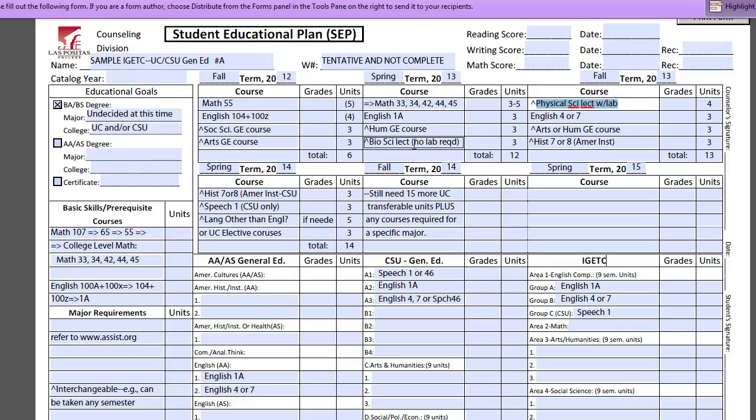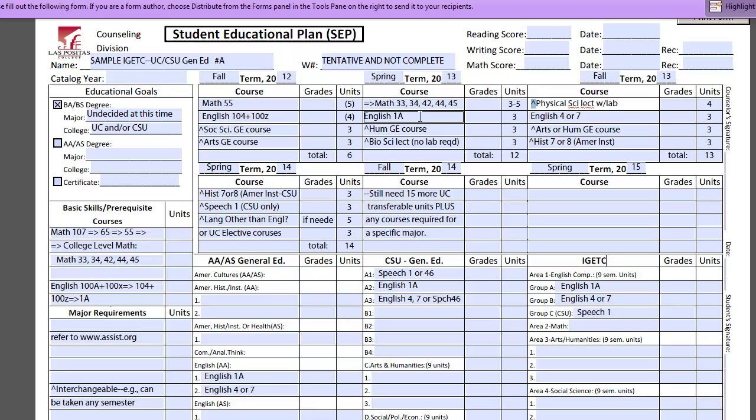The following semester, you could sign up for a physical science lecture with the lab because you did not take the lab here for the bioscience. However, if you decide, no, you want to take the bioscience lecture here with the lab, then the following semester you would only take the physical science lecture only. So, only one lab class is required.